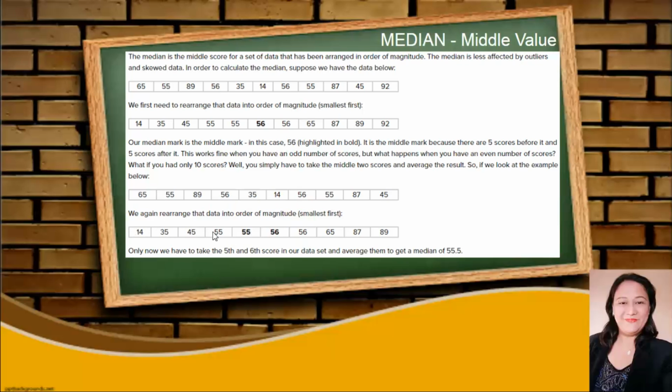I-arrange mo siya from lowest to highest, gaya ng una. And then, make sure na pantay sa kaliwa, pantay rin sa kanan. Makikita mo dito, 4 sila, 4 din sa kanan. May 2 value ka dito, kunin mo lang yung average. 55 plus 56 divided by 2, ang median mo ay 55.5.